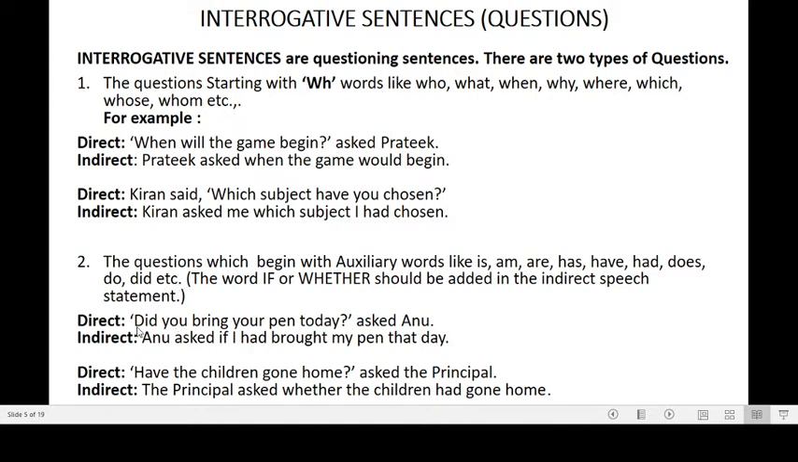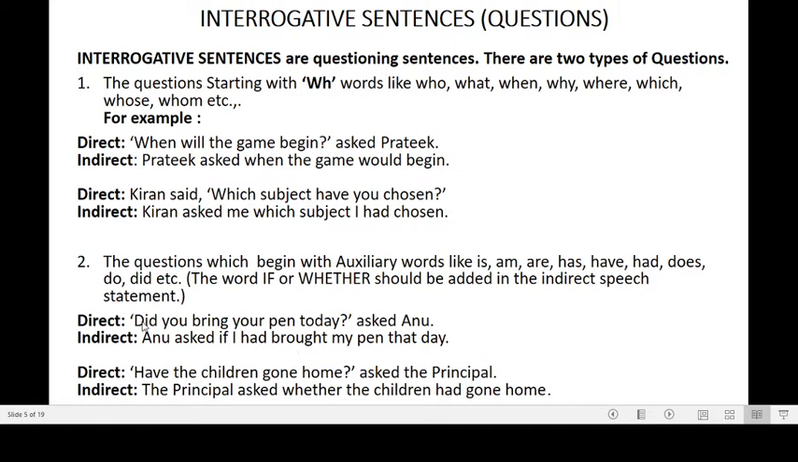So if the question is a yes or no question, we have to add the word if or whether. Any one of these should be added to indirect speech. So you should understand that if the interrogative sentence or questioning sentence is a yes or no question, then you have to add the word if or whether while reporting it.